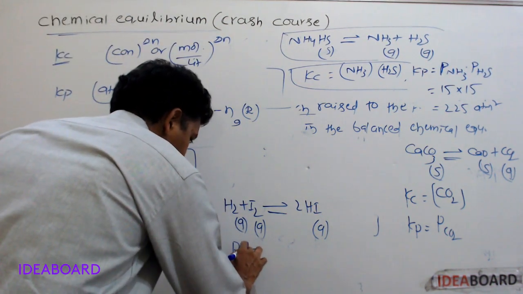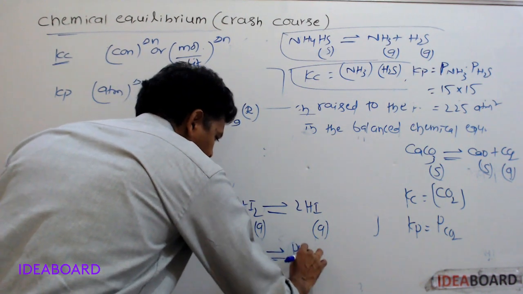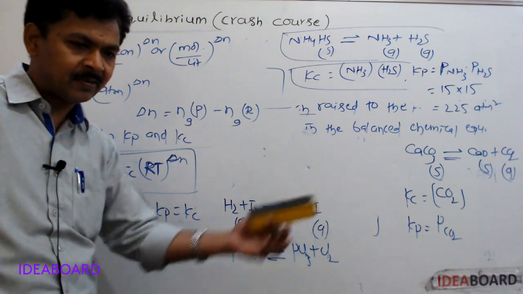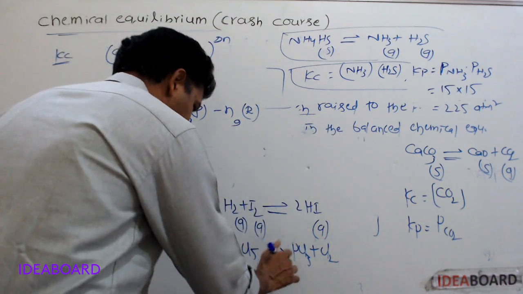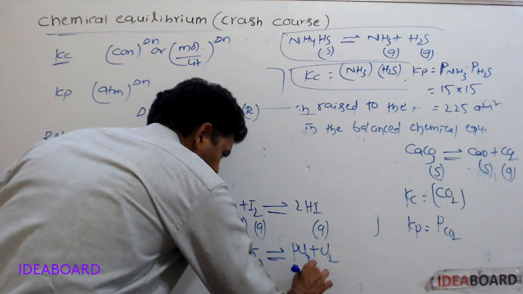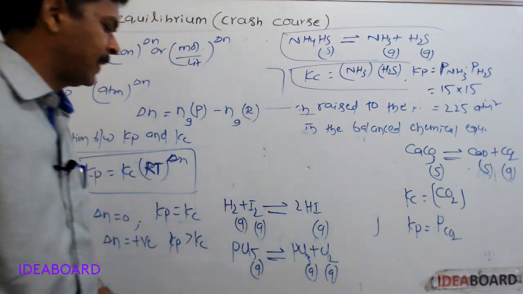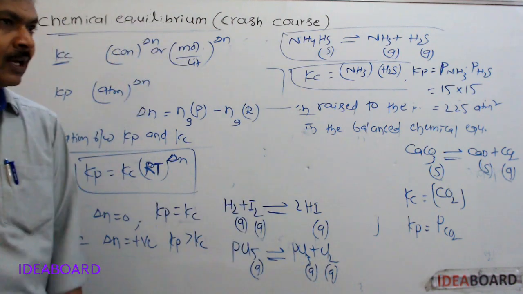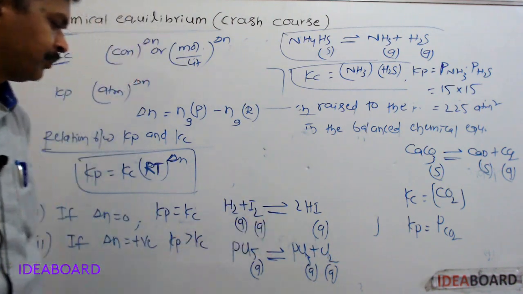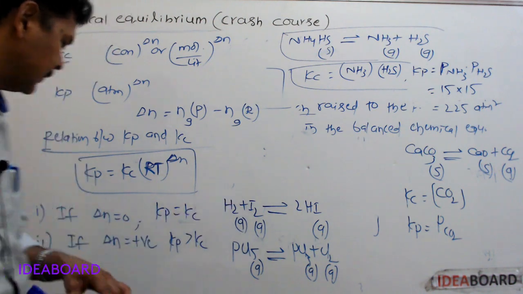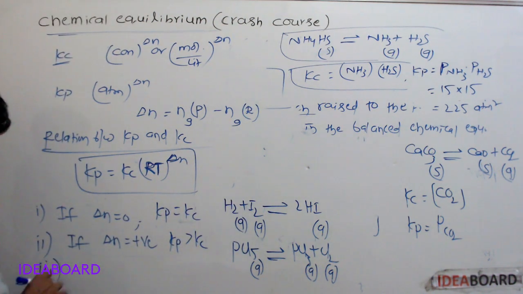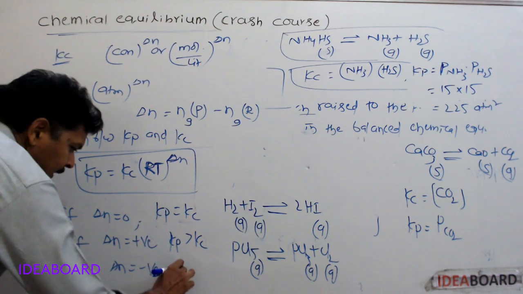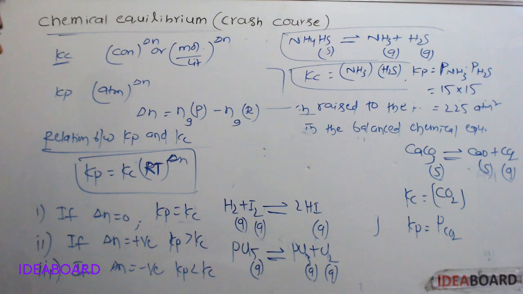If we take this reaction, PCl5 gives rise to PCl3 plus Cl2. For this reaction, the delta n value is 1. Delta n is equal to the number of moles of gaseous products minus the number of moles of gaseous reactants: 2 minus 1, 1. So then Kp is greater than Kc. If delta n is negative, then Kp is less than Kc.